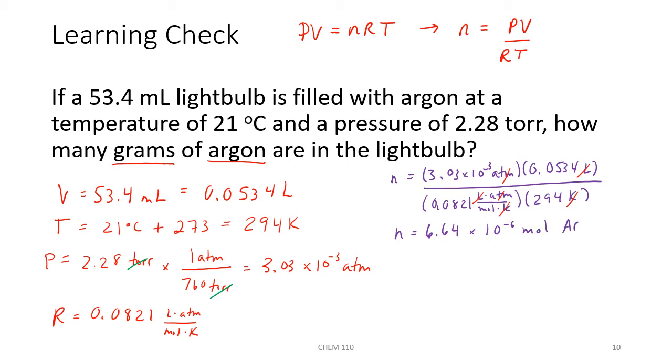We were asked to figure out the number of grams, so we can look at the periodic table to determine what the molar mass of argon is. 1 mole of argon is equal to about 40 grams. So our moles will cancel. When we multiply, we'll end up with about 2.7 times 10 to the negative 4th grams of argon.